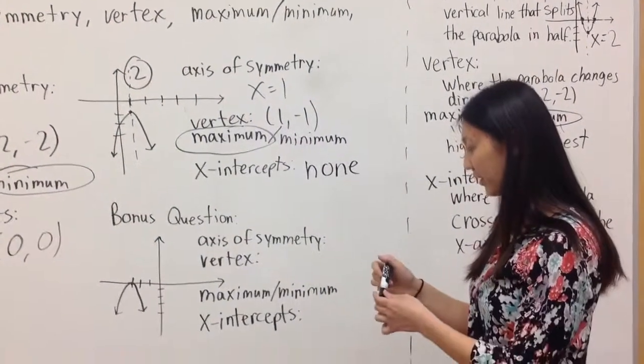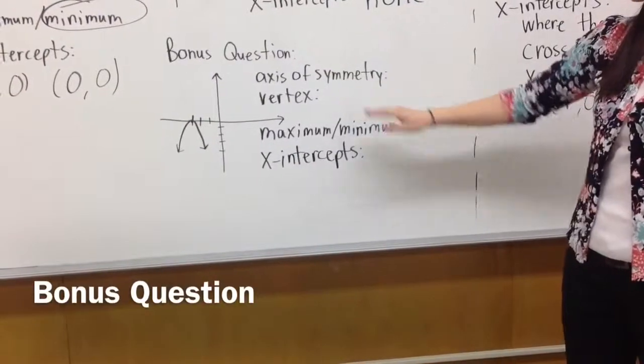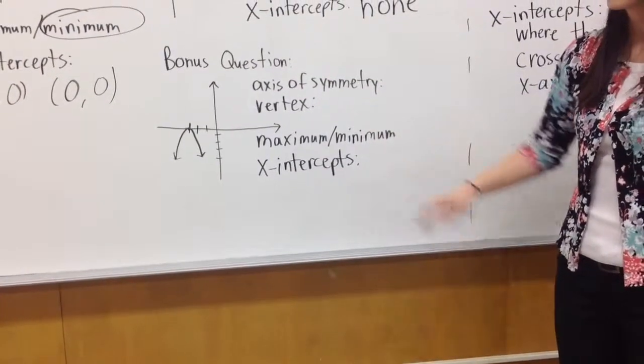Alright, so here is your bonus question. You are finding your axis of symmetry, your vertex, maximum or minimum, and your x-intercepts.